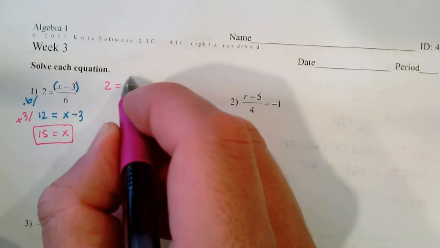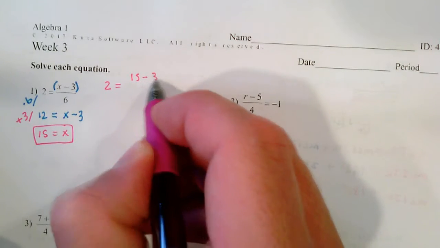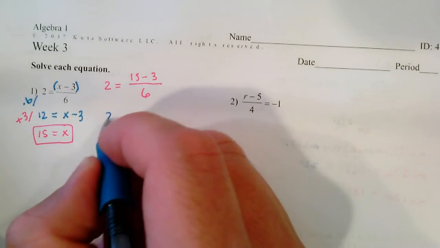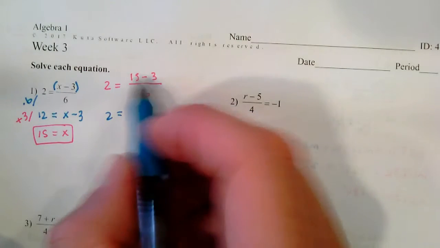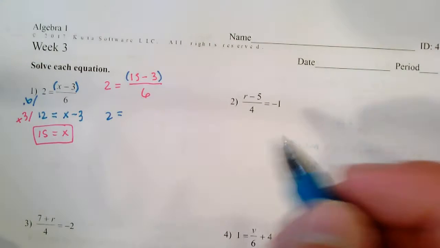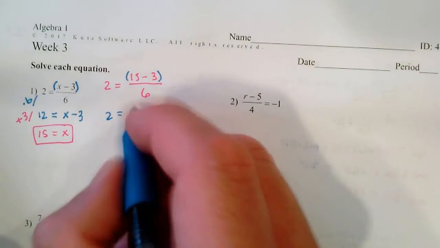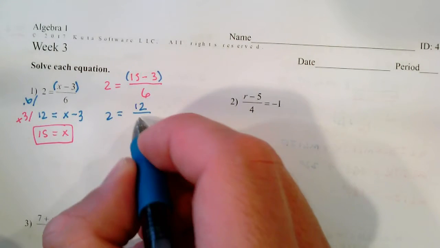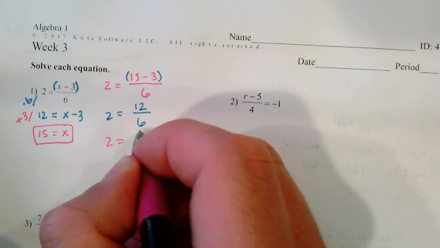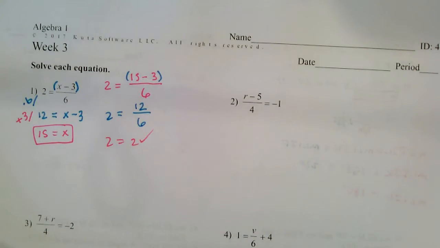2 equals, if x is 15, so I should put 15 minus 3 divided by 6. So 2 equals, following our order of operations, we do the operation up here first because we can think of this as being inside parentheses. And remember, this bar means divided by. So 15 minus 3 is 12 divided by 6. And then 2 equals 12 divided by 6, which is 2. So check mark. Good job.